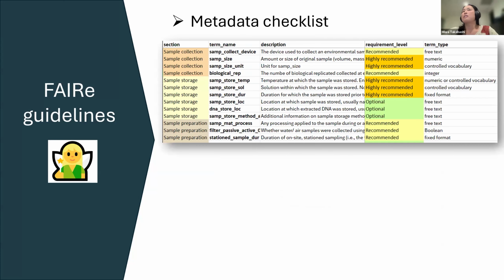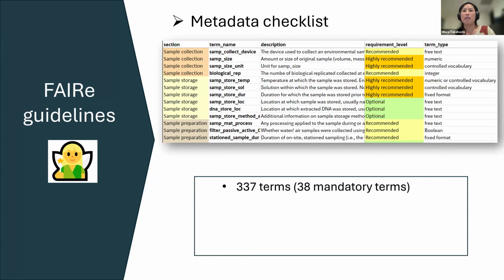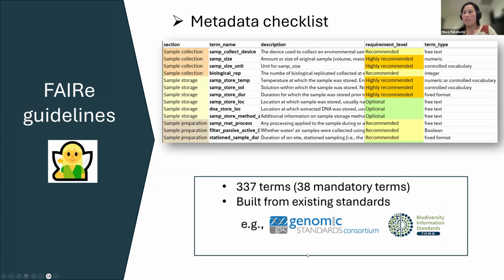And then we developed this metadata checklist, and this is just a small fraction of it. It's quite a big checklist now, 337 terms with different requirement levels. 38 of them are mandatory. And they are built from existing standards, as I mentioned before. Then we identified some gaps to fully describe eDNA workflows and data characteristics, so we included new terms, which is 158 new terms now. So there's this big checklist, very comprehensive. And we're hoping that this is going to address some of the objectives of this Tadwick eDNA task group.